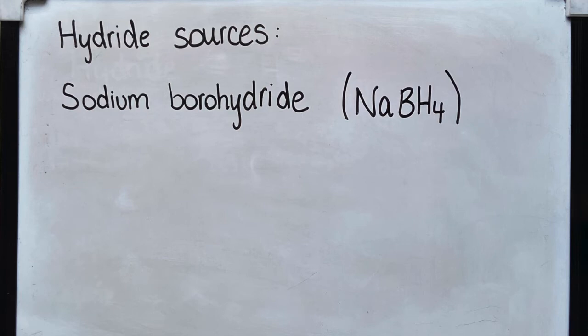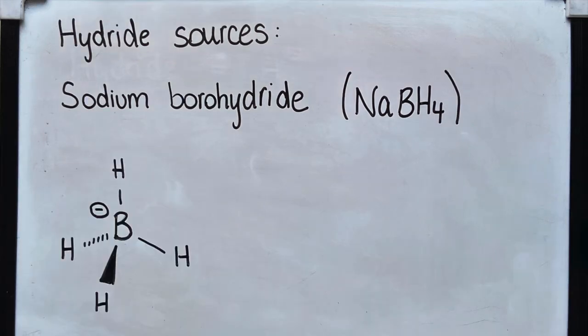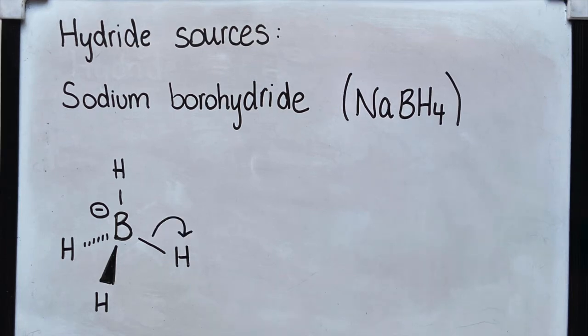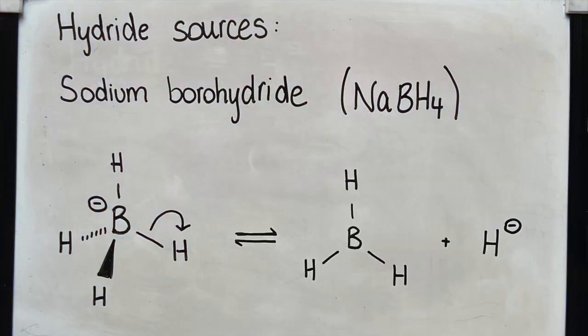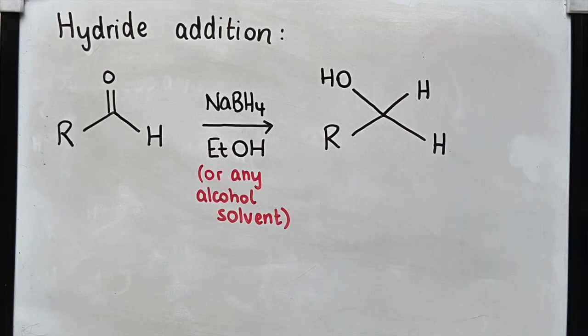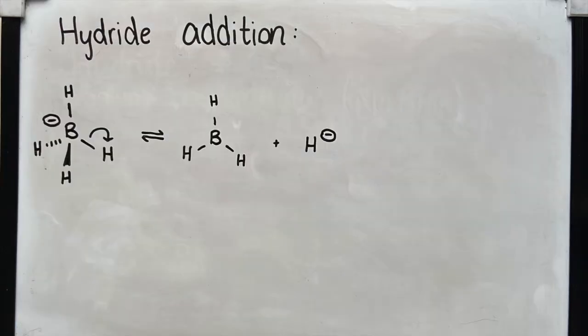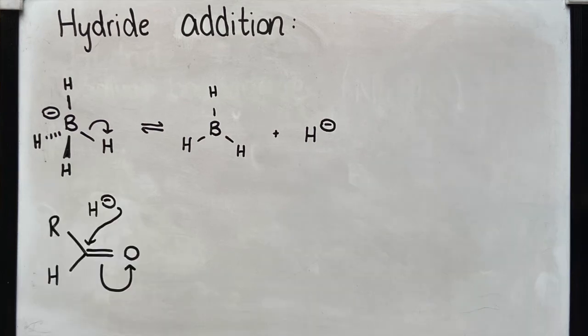Sodium borohydride is a common example. The borohydride has a structure as shown here. By breaking this bond and pushing electron density onto the hydrogen, the H- hydride and neutral BH3 species are generated. So how would we draw this in terms of a mechanism? If we start with an aldehyde and react it with sodium borohydride, typically with an alcohol solvent such as ethanol, we form a primary alcohol. The boron-hydrogen bond is broken to form the hydride, which attacks the electrophilic carbon of the carbonyl group.